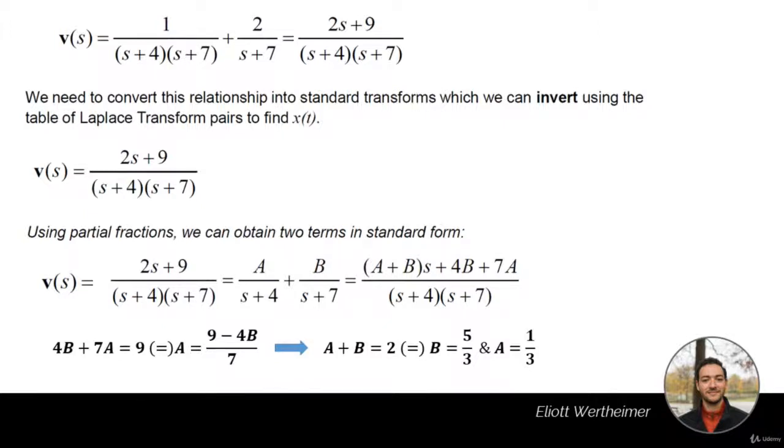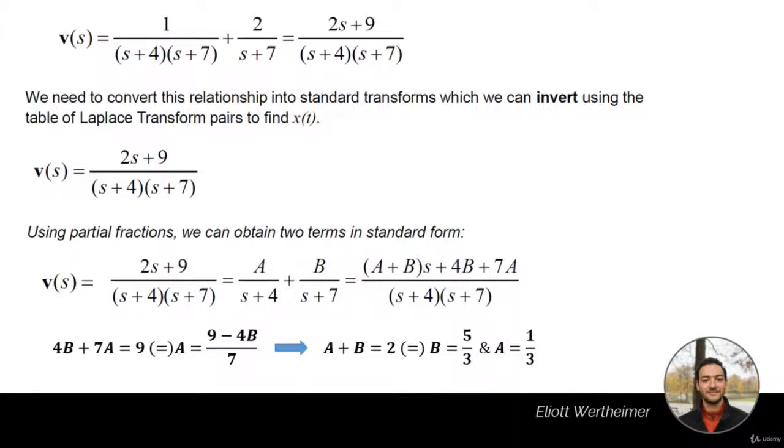Okay, so this looks a lot nicer than the differential equations we had before. I'm sure we all agree about this. Now all we have is an algebraic expression with s the only variable. So we need to convert this relationship into standard transforms, which we can then invert using the table of Laplace transform pairs to find the value of the displacement x(t).